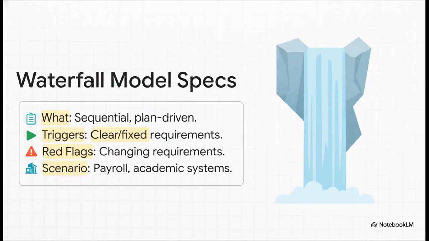So, when do you actually pull Waterfall out of your toolkit? Only, and I mean absolutely only, when there are zero ambiguous requirements. You need an environment where the product definition is rock solid and the technology is 100% understood. Think of a straightforward payroll system or basic inventory software.